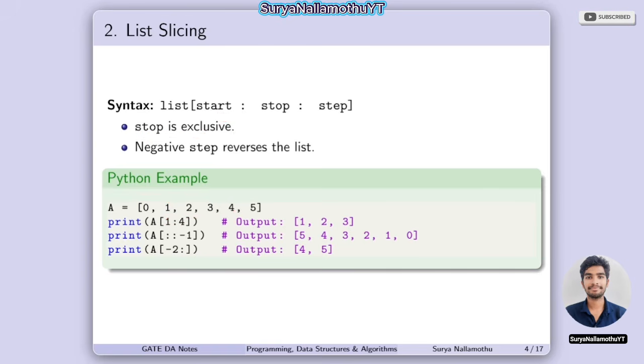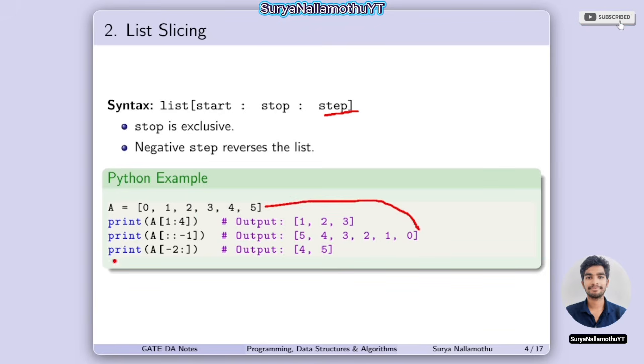Okay. Next, print A of colon colon minus 1. It means it is a step element. If the step element is negative, it helps to reverse the list. So that's why it will happen here. It helps to reverse the list. 5, 4, 3, 2, 1, 0 happens here.